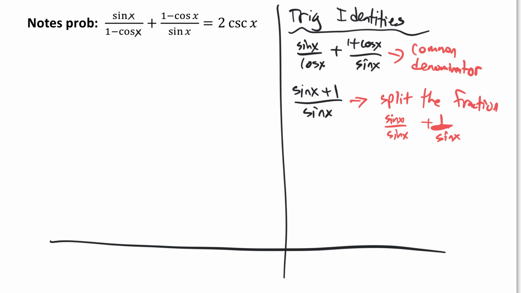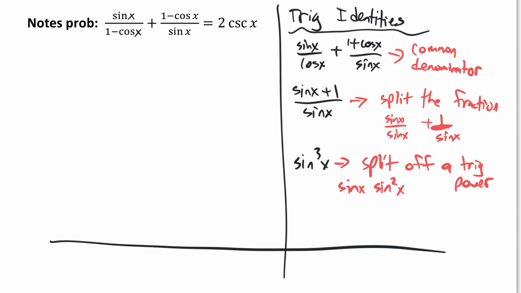Additionally, another technique we saw was if we had a sine cubed x, we can split off a trig power. And so we get maybe sine times sine squared. Remember, the identity that's kind of our bread and butter for this unit, sine squared plus cos squared equals 1, it only works for squareds. So if you have just a sine, it doesn't work, it's too low. If you have a sine cubed, it doesn't work, it's too high. It's got to be just right. It's got to be a squared term for it to work.